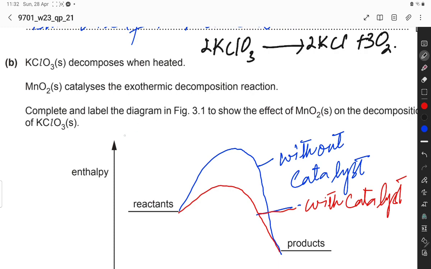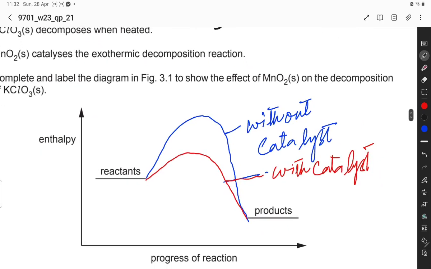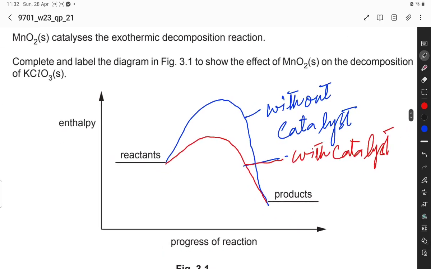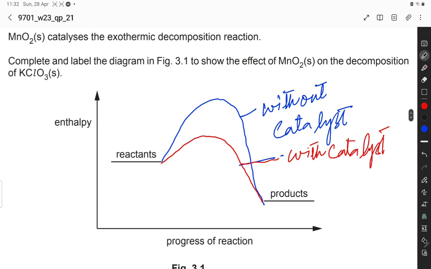Complete the table. Label the diagram, figure 3.1, on the decomposition of potassium chlorate. This is with catalyst, and this is the activation energy with catalyst, because the catalyst lowers the activation energy, and this is without catalyst, and this is the activation energy without catalyst. So it lowers the activation energy.